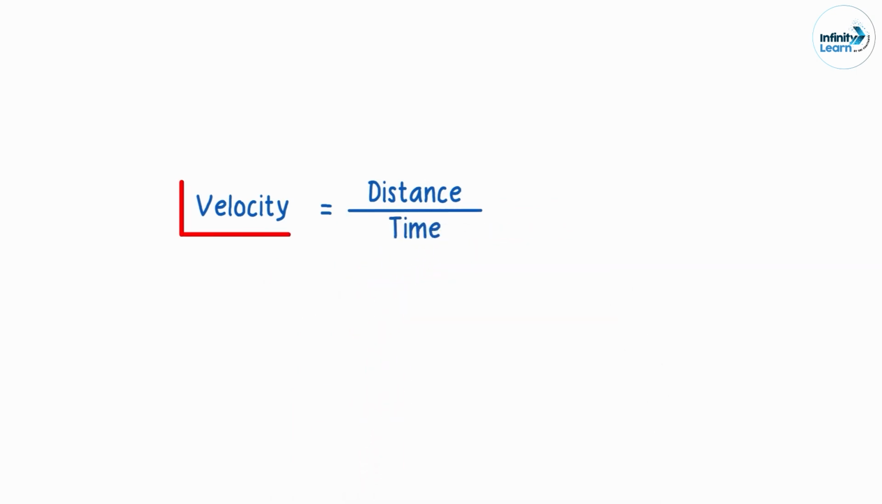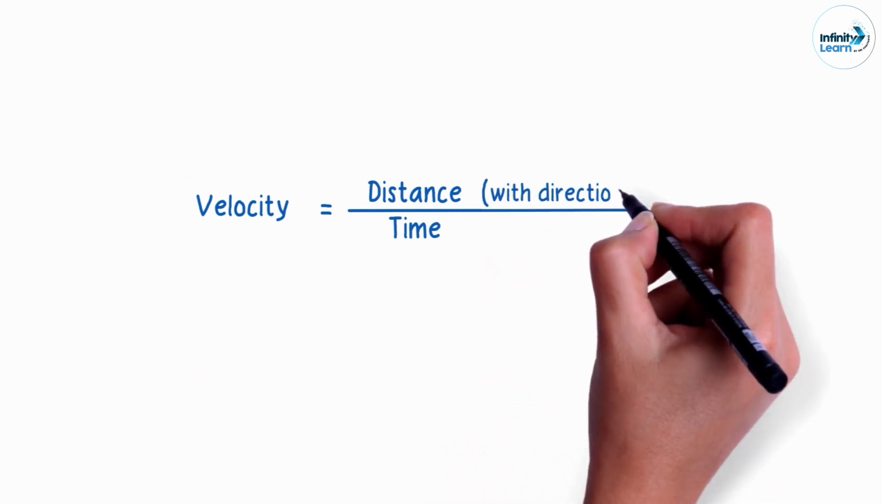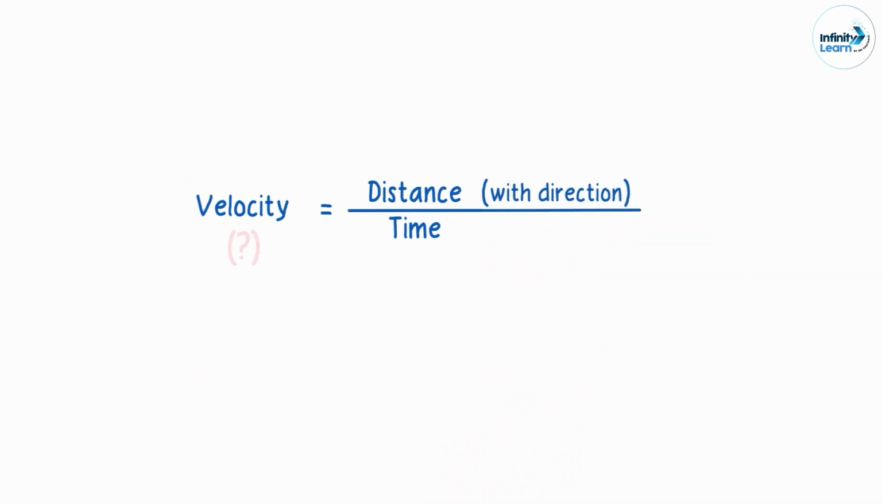We are aware that velocity is a vector quantity and is direction aware. It's speed with direction. What about the standard unit of velocity? The standard unit for velocity is meters per second.